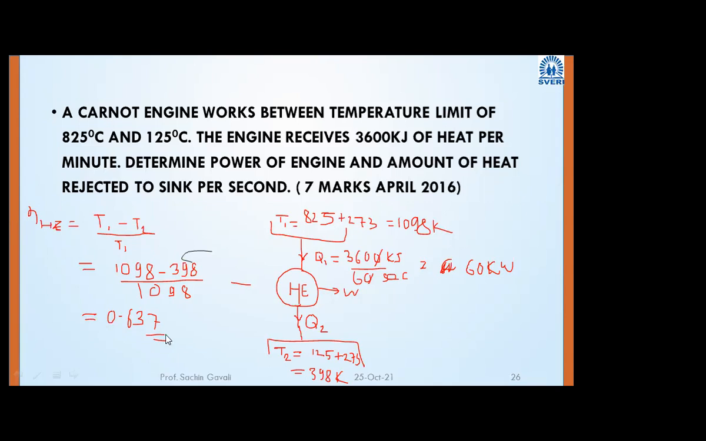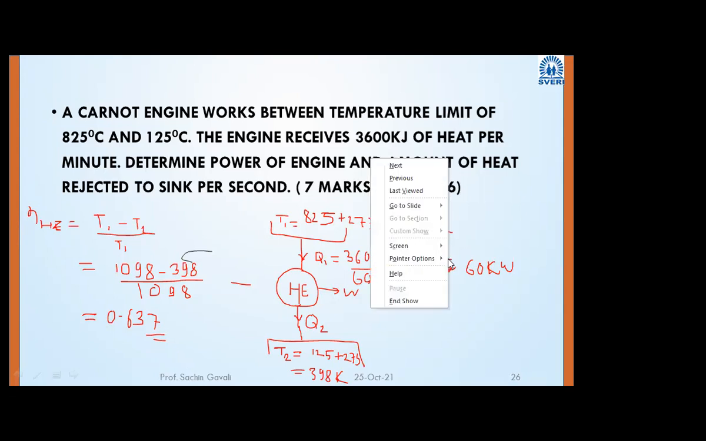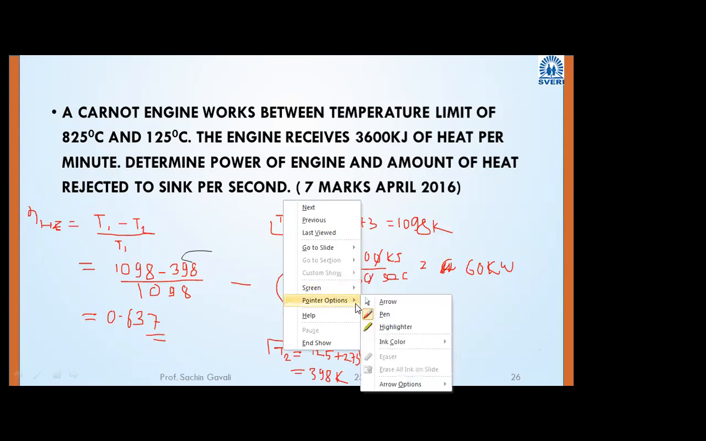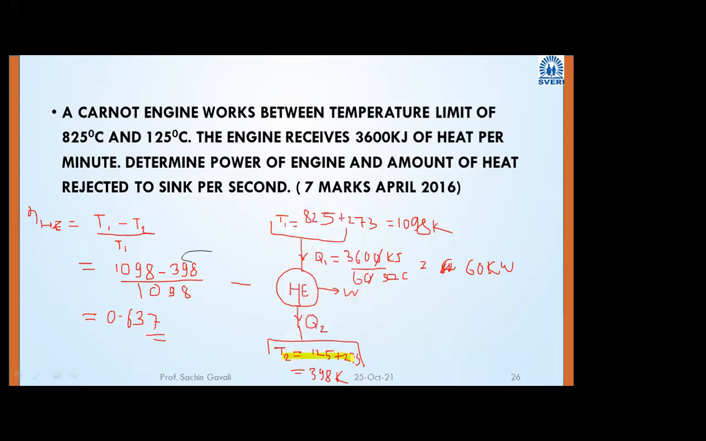Okay, so I'll repeat. A Carnot heat engine works between two temperature limits. T1 is 825 plus 273, equal to 1098 Kelvin. And the other is the low temperature sink, T2 equal to 125 plus 273, it is 398 Kelvin. These two temperatures are given. As it is a heat engine, it is developing the work W.